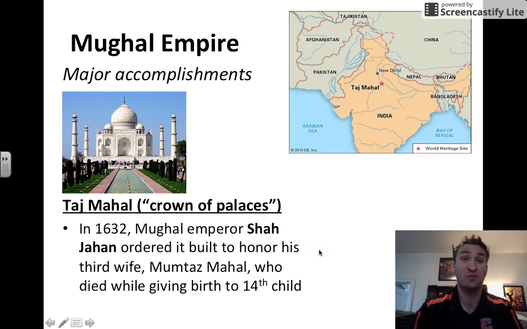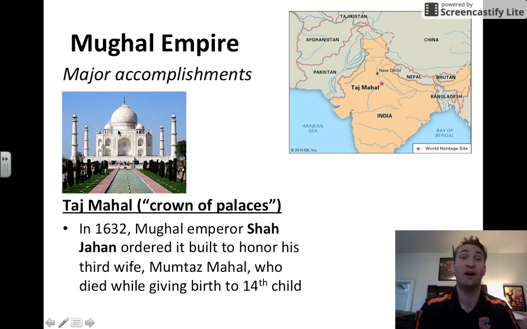Another major accomplishment of the Mughal Empire is the Taj Mahal. You see it pictured here. It literally translates into the crown of palaces, and that it is. It's located in north central India, just south of India's capital city, New Delhi.